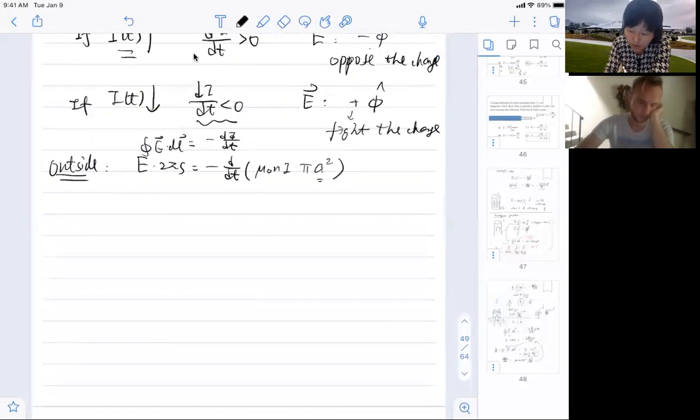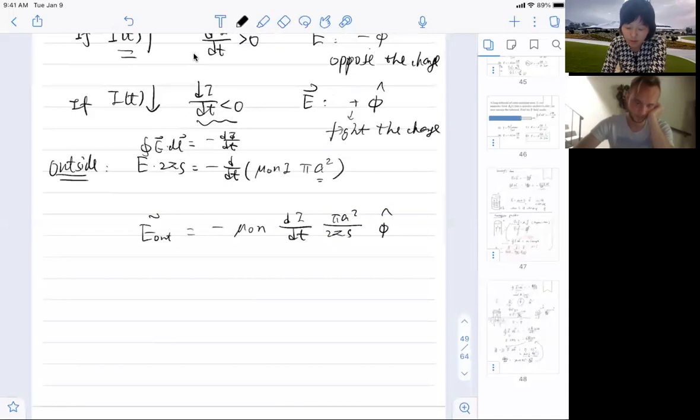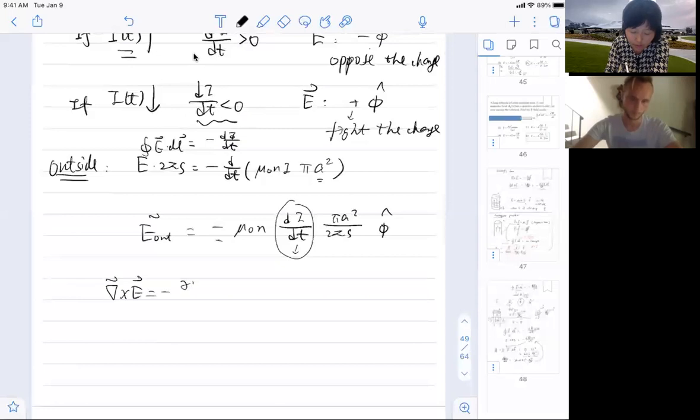Okay, so this becomes, outside, negative μ₀n dI/dt, πa² over 2πs, φ hat. You can see that it's the same as you had previously. The direction can change depending on dI/dt, so the direction argument will be exactly the same as before. But isn't this interesting that curl of E is negative dB/dt, but outside B is zero, and yet E is not zero.